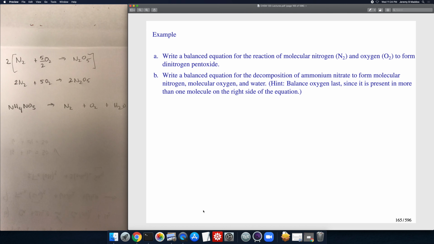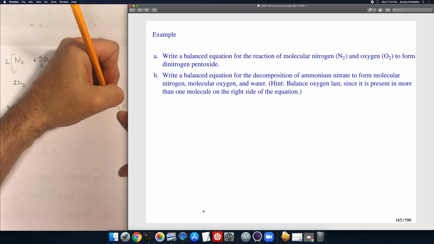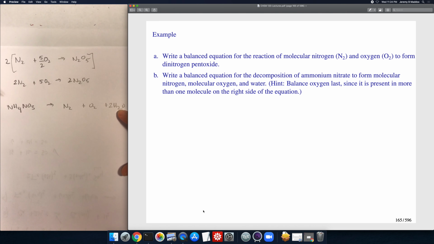And it looks like you could do nitrogen or hydrogen. I'm going to start with the nitrogen. We've got 2 nitrogens here and only 1 there. Oh no, nitrogen's already balanced, so I don't need to do anything with nitrogen. So I guess we do need to start with hydrogen in that case. So we've got 4 hydrogens here, and we've got only 2 there. So we should put a 2 in front of that. Nitrogen's already balanced. The hydrogen's balanced. So the last thing to do is to balance the oxygens.